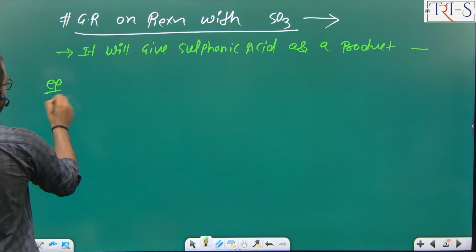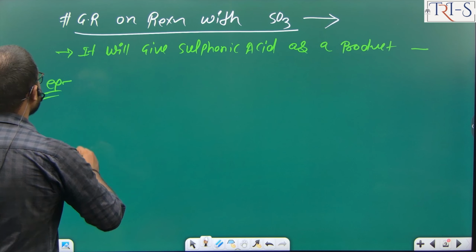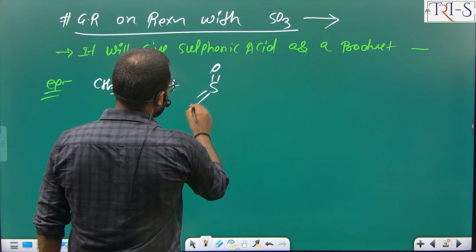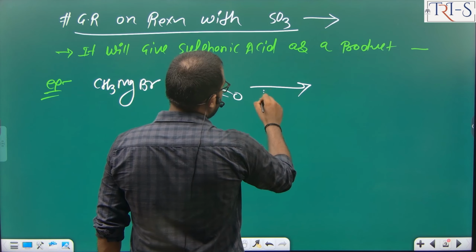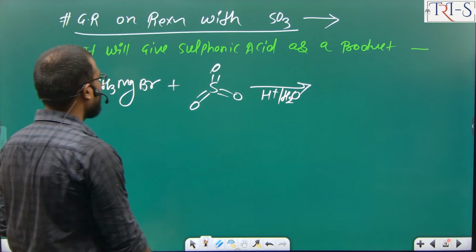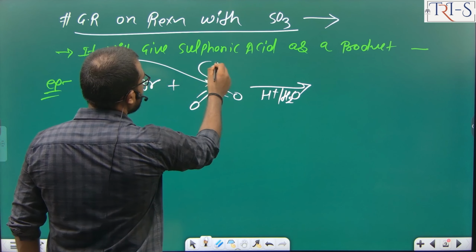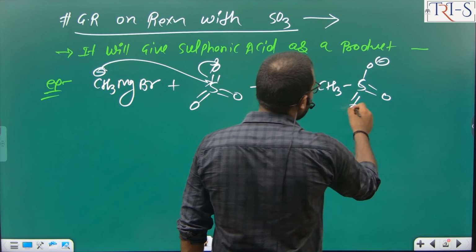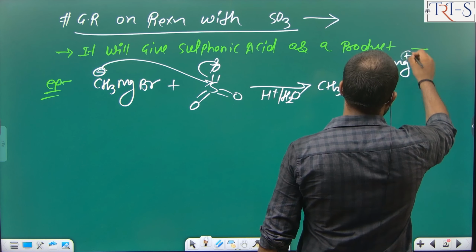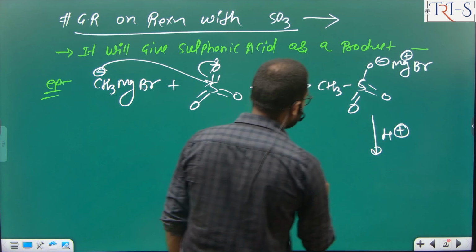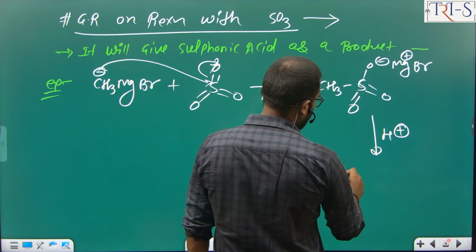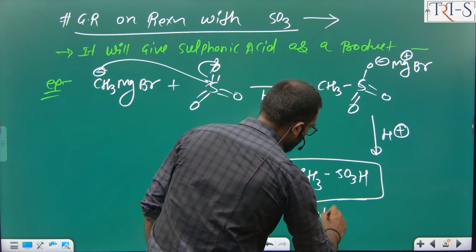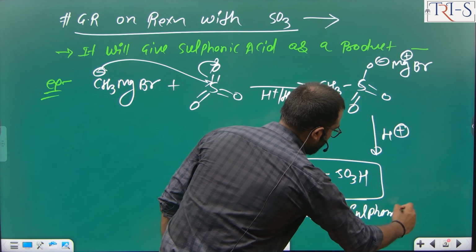For example, if CH3MgBr reacts with SO2 in the presence of any proton donating compound, then it will form CH3SO2⁻ MgBr⁺, and after protonation will give CH3SO3H, that is methyl sulfonic acid.